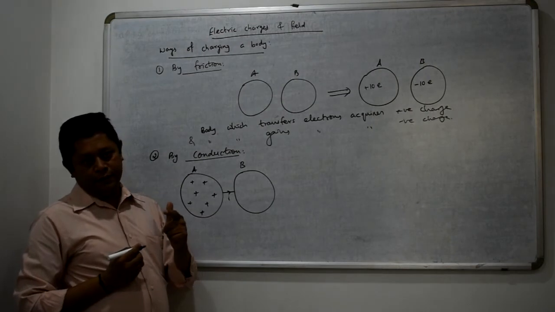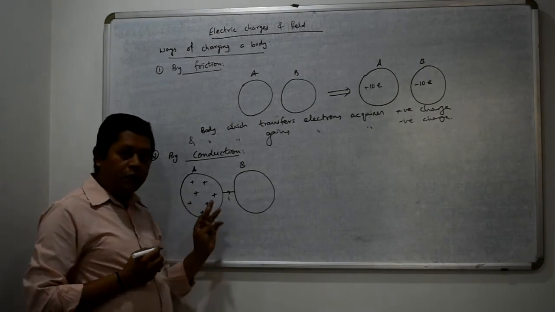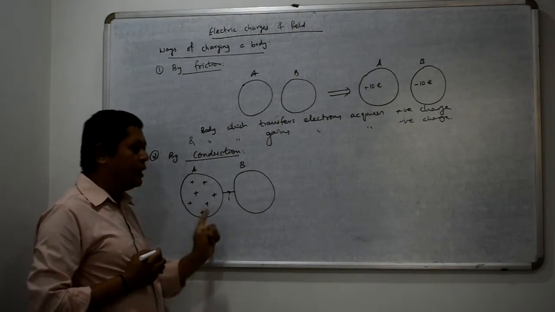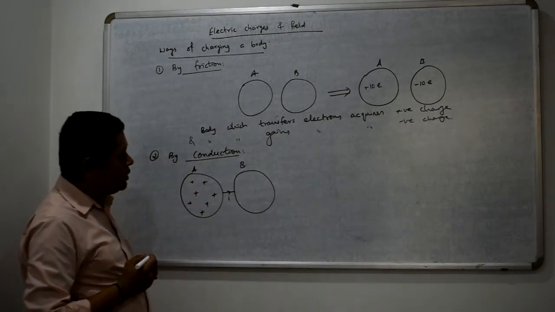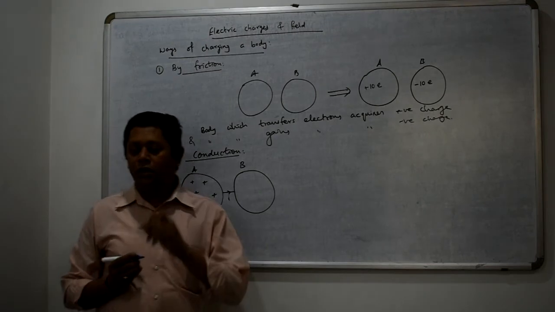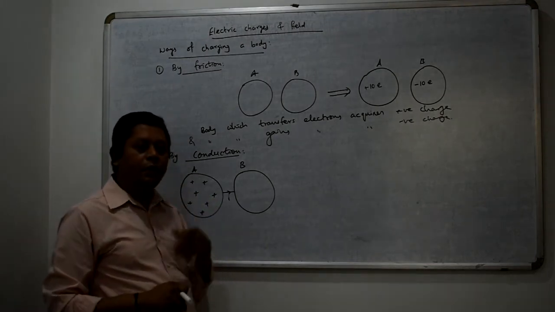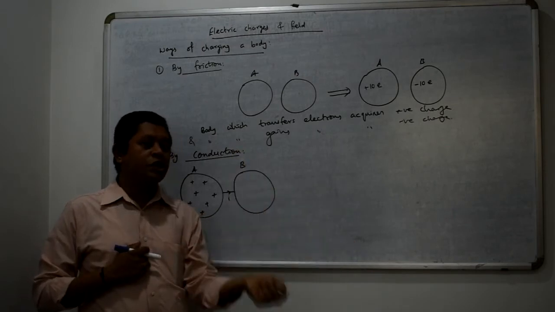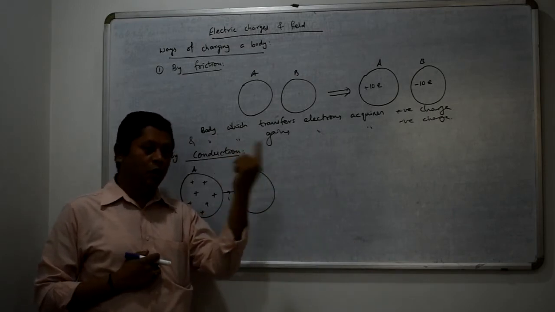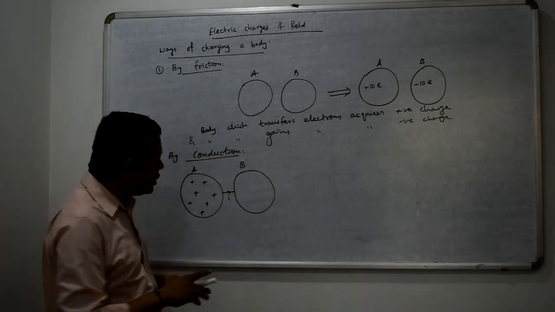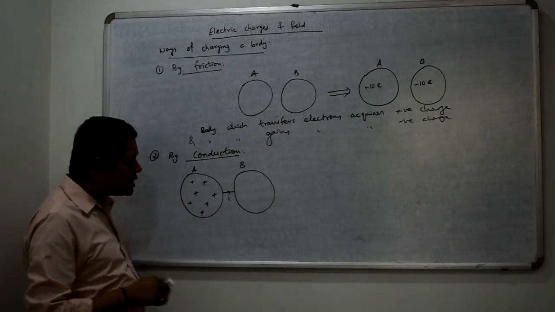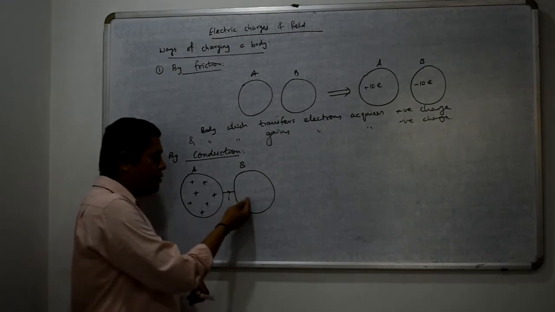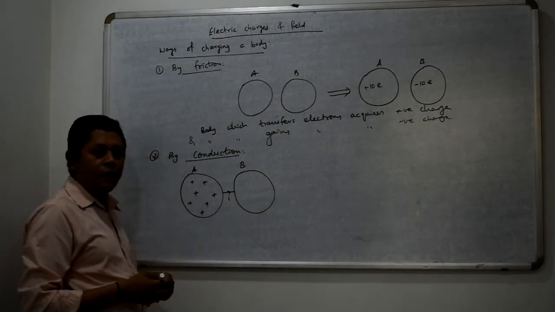Electric current flows from higher potential to lower potential, and it flows as long as there is a potential difference. Now see, in 10th standard also you have studied, when electric current flows, it flows from higher potential to lower potential, but the direction of motion of electron is from lower potential to higher potential. So what will happen here? If current flows from A to B, it means that electrons will move from B to A.